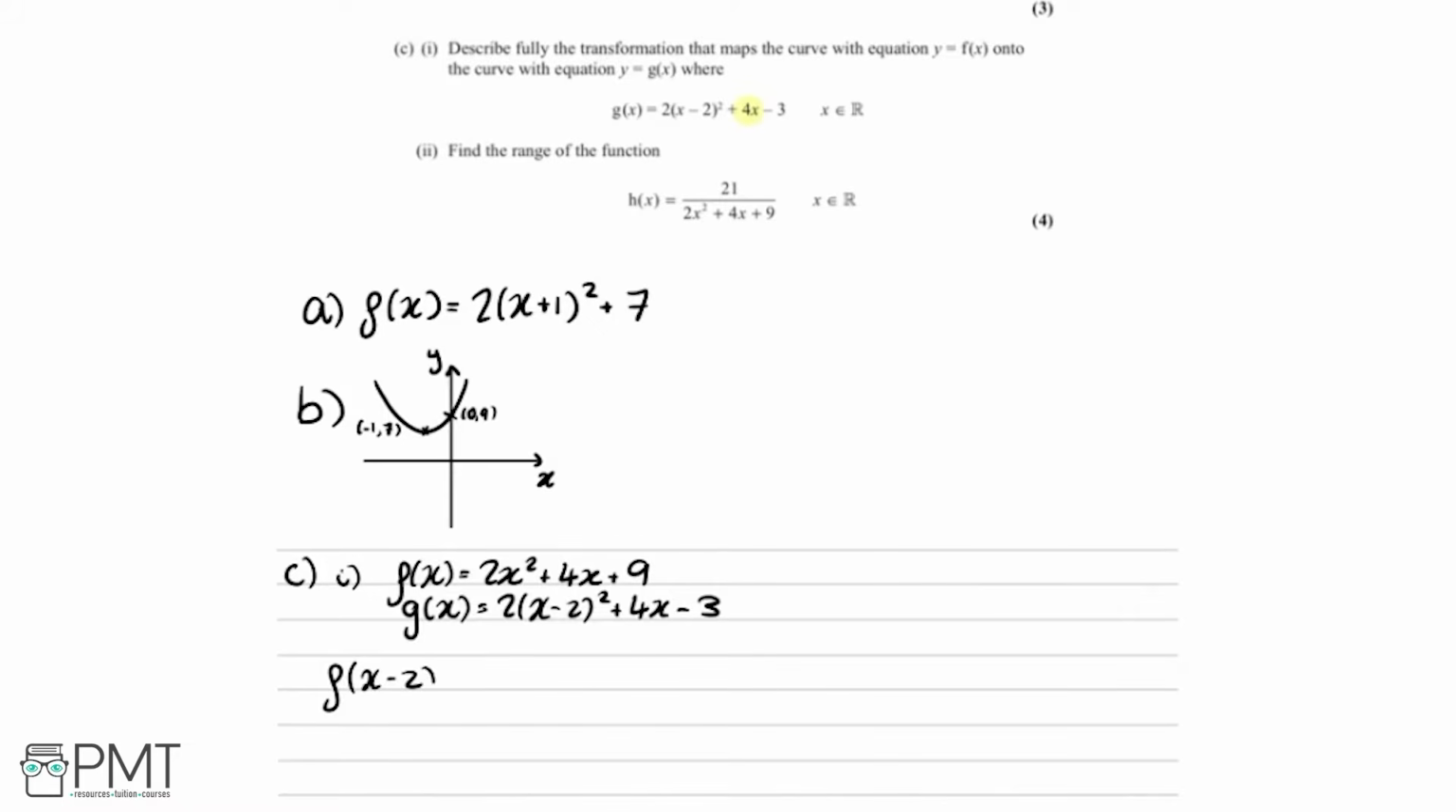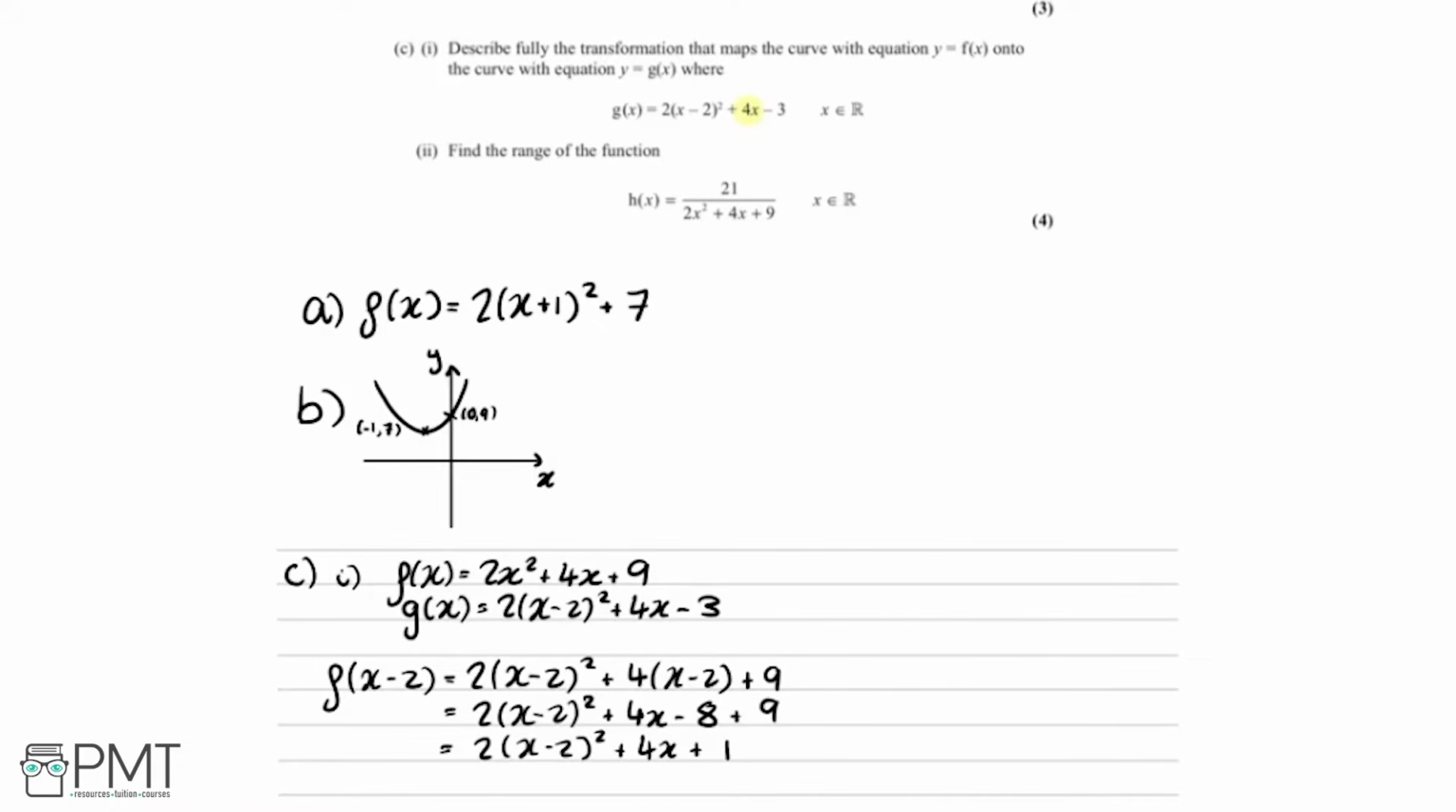So if I try f of x minus 2, we're going to see what we get. So f of x minus 2, we get 2 x minus 2 squared plus 4x minus 2 plus 9. And that equals 2 x minus 2 squared. And I'm going to leave it like this and not expand it because that's actually what we want in g of x. And I'm going to try expanding this bracket. So we're going to have plus 4x minus 8 plus 9. And if we just tidy it up at the end, we've got 2 x minus 2 squared plus 4x plus 1.